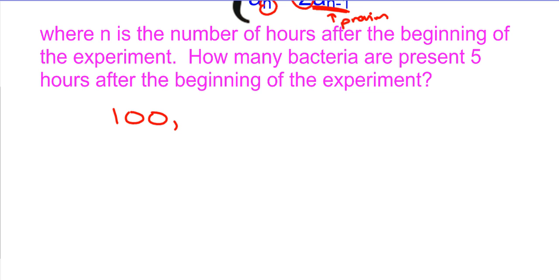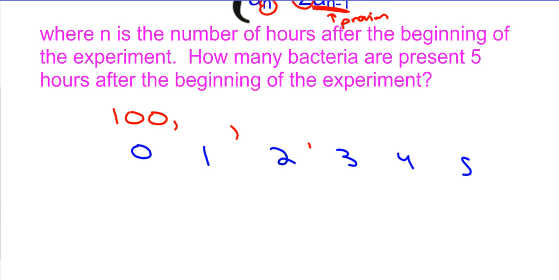Okay, and then here's the part that's different. My next term that goes right there is the first hour. That's after 1 hour, so this is really 0. No time has passed. I started with 100. And then I have 2 hours, 3 hours, 4 hours, 5 hours. That's what we're looking for here.